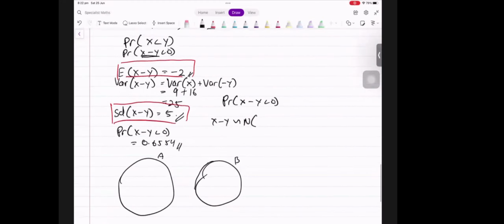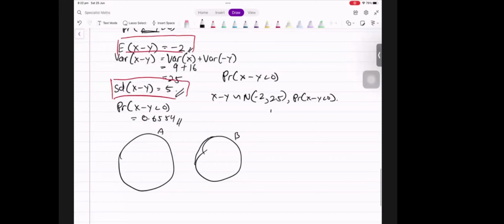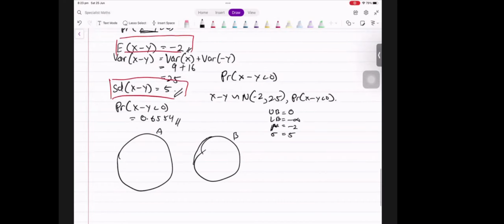So your mean is -2. Your variance would be 25. Well, when you write it and you're working it out, you normally have to put variance, but in your CAS, put in the actual standard deviation, given that your probability that x minus y should be less than 0. So what you should have had is upper bound, lower bound, mean, standard deviation. This is meant to be CAS, by the way. So upper bound would have been 0, your lower bound would have been -infinity. So your mean would have been -2, and your standard deviation would have been 5. Put this onto your CAS, you should get 0.6554. Check if you do get that.